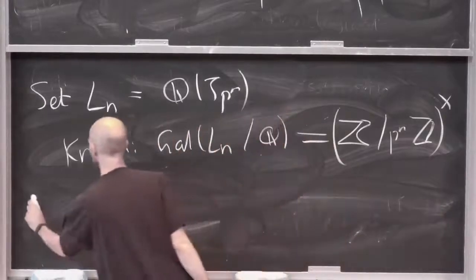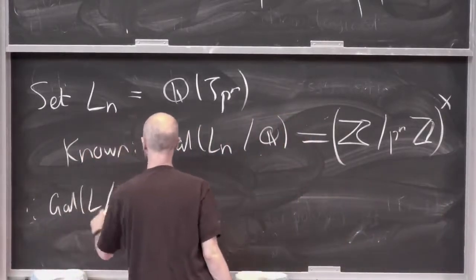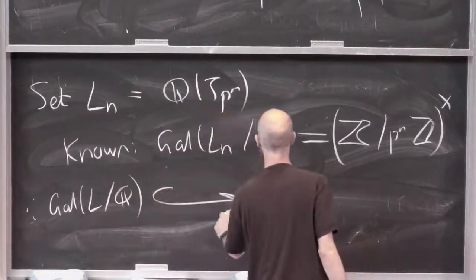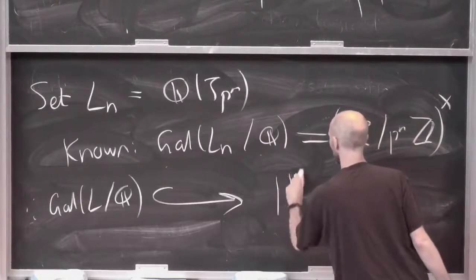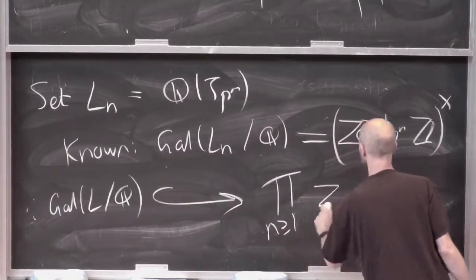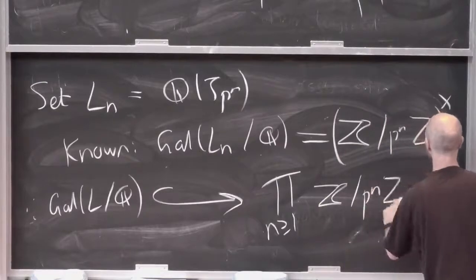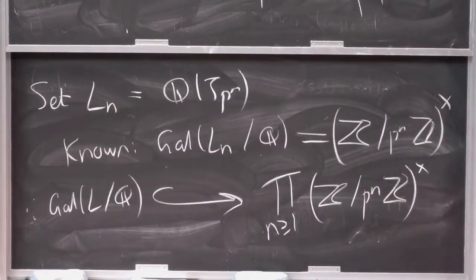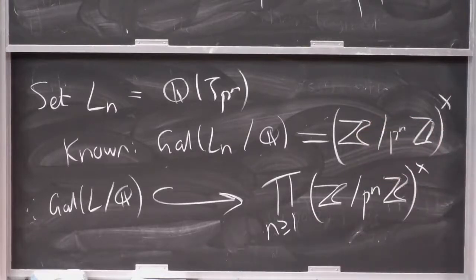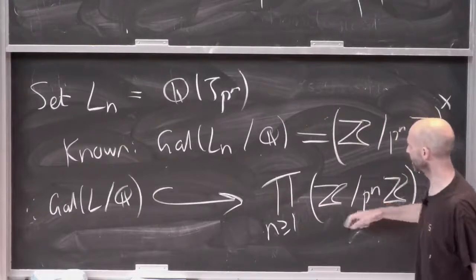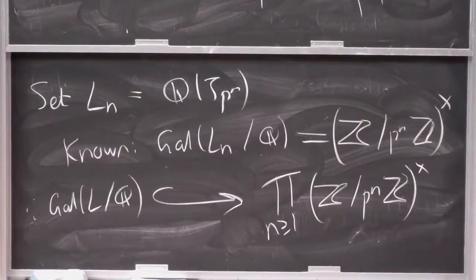And so Gal(L/Q) is now going to be some subgroup of this infinite product, the product for n at least 1 of (Z/p^nZ)*. And which subgroup is it going to be? Well, again, that's pretty easy. This is genuinely an injection. This is not a surjection in general. Let me show you a trivial reason why this is not a surjection.